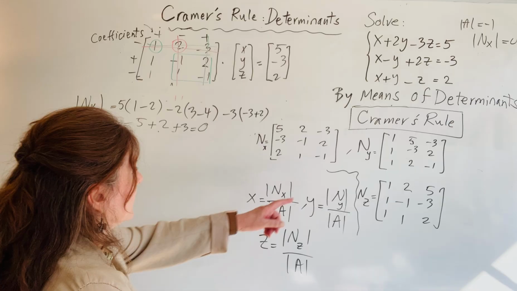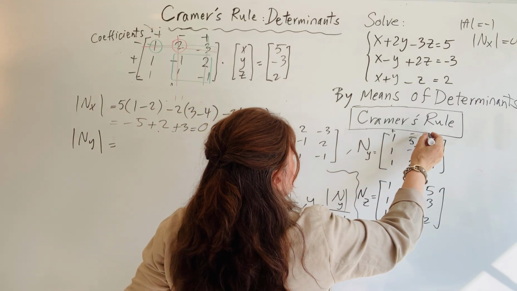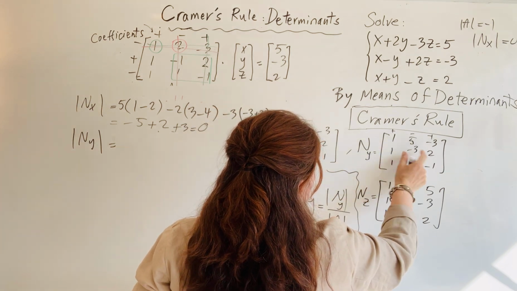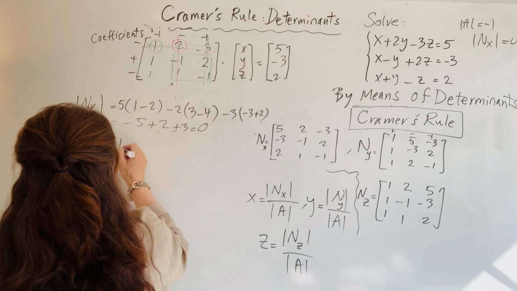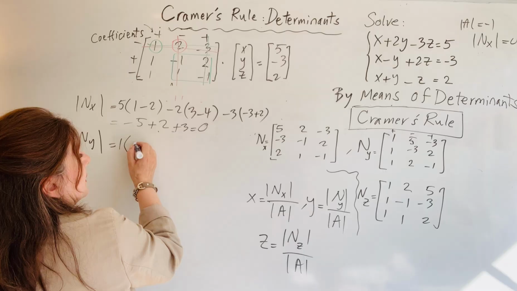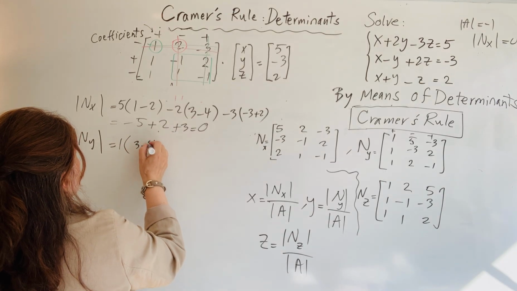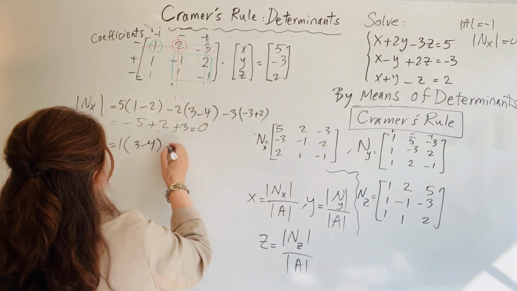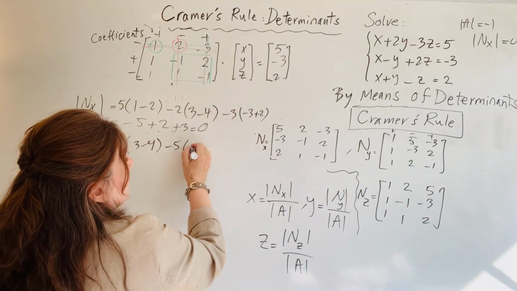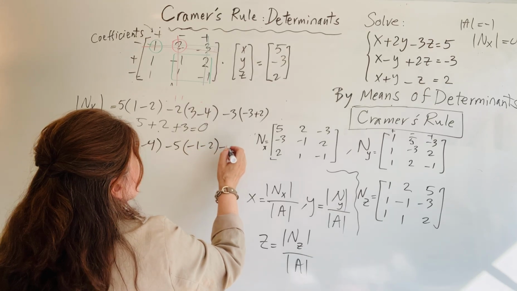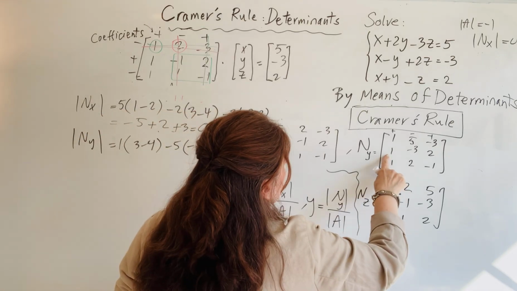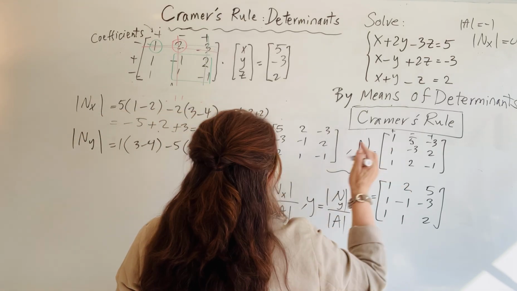The same way. Plus, minus, plus. Okay, 1 multiplied by the determinant of this one. 1 times the determinant of this. -3 times -1 plus 3 minus 4. -5 times these two. -1, -2 plus 3, but this is negative itself. -3 times 2 plus 3.